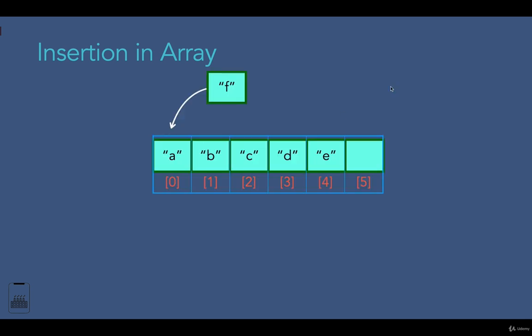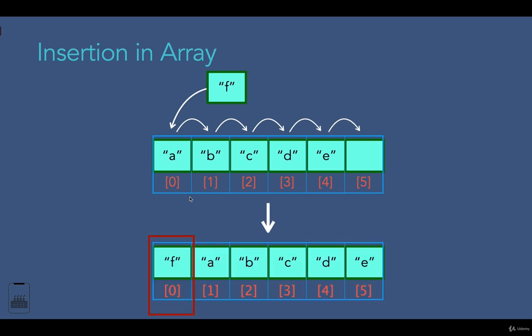Now let's look at another condition. Let's say we have an array of size 6, and one cell is empty, but we want to insert at the beginning of the array. How can we do this operation? In this case, this is a very time consuming operation because we have to move all elements one step right. After moving all elements one step right, the first cell will be empty, and then we can insert this element into the first cell. After doing so, our array will look like this.